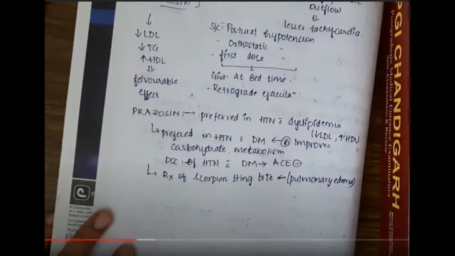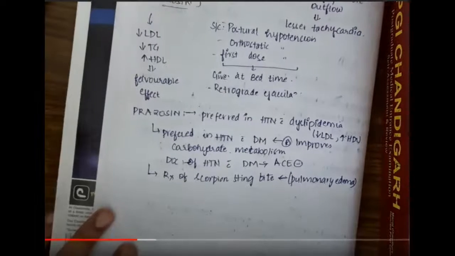So for clearing up, prazosin is preferred for hypertension with dyslipidemia. It is also preferred for hypertension with diabetes mellitus, but it is not the drug of choice for hypertension with diabetes mellitus. So what is the drug of choice for hypertension with diabetes mellitus? The drug of choice is ACE inhibitors.